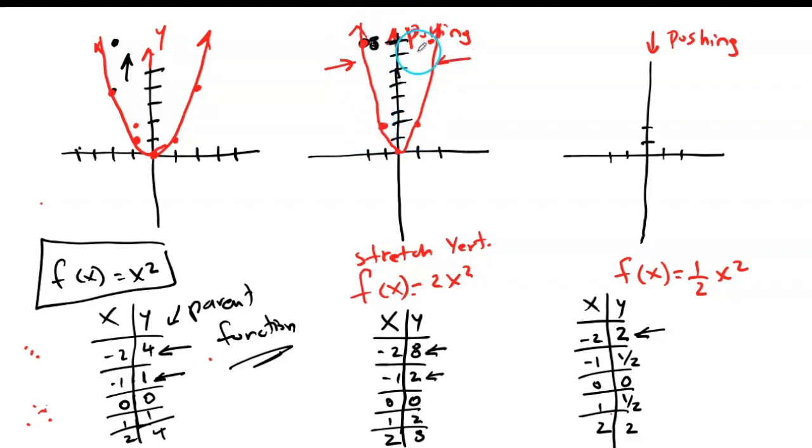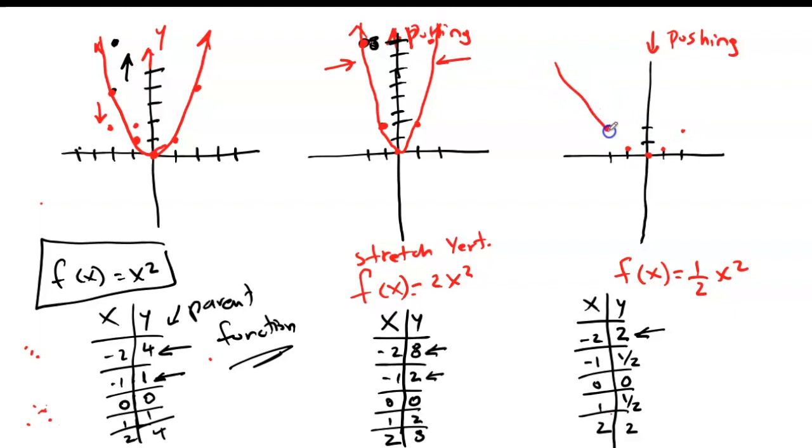It got closer. In the other side, negative 2, 2. This used to be 4. So it used to be 4 and now it's 2. So it got pushed down. Used to be this value, got pushed down. The next one is negative 1 and now 1/2. Negative 1, 1/2. It used to be negative 1, 1. So it got pushed down. So this is a compression. Look at that. Look at my graph.